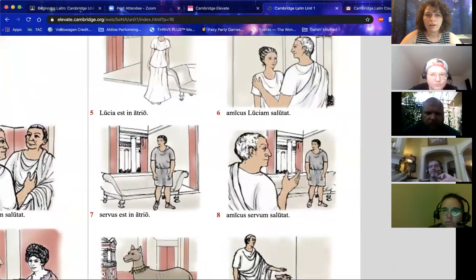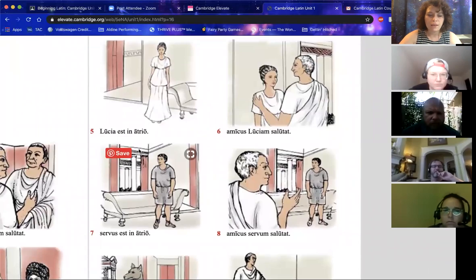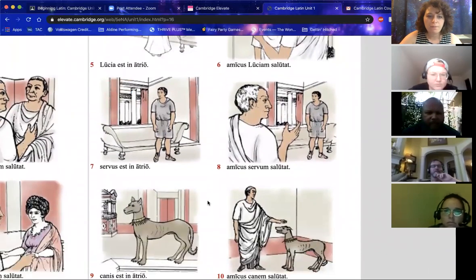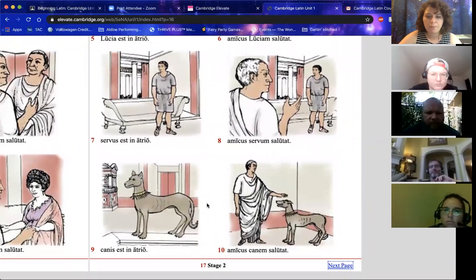Let's go over here to number 5. And Megan, can you read me that one? Lucia est in atrio. And Clay, number 6. Amicus Luciam salutat. Very nice. And then Bart, number 7. Servus est in atrio. Very good. And Heather, number 8. Amicus servum salutat. Very good. And then Megan, number 9. Canis est in atrio.